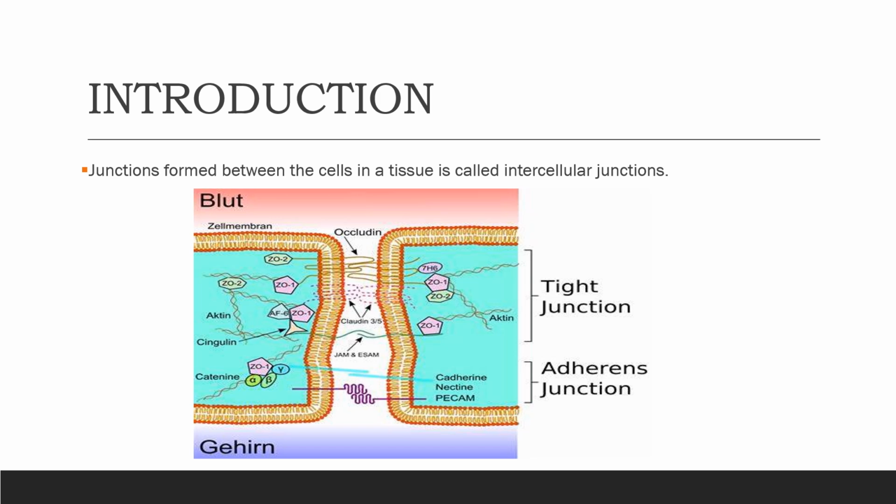So what is actually an intercellular junction? If you see over here, there are two cells and there is a gap between. This is the junction that is forming between the cells in a tissue, and this gap or junction where both connect to each other is known as the intercellular junction.